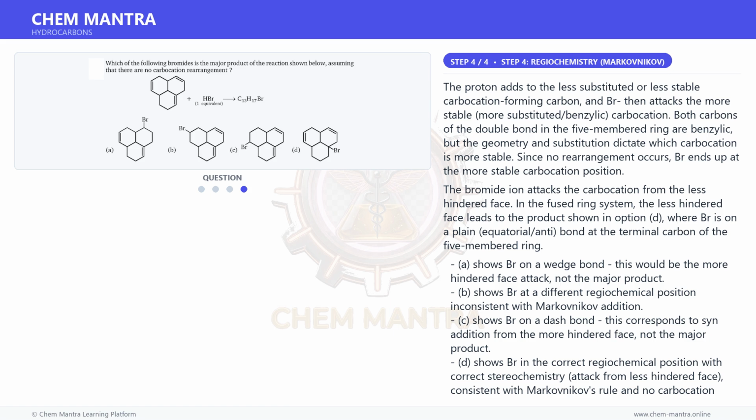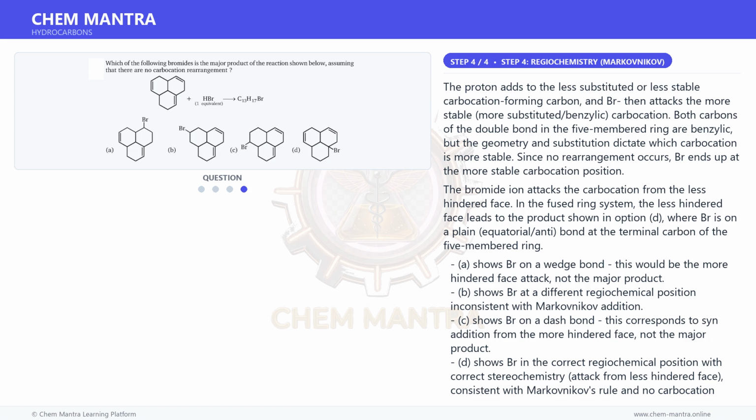on a plane, equatorial anti-bond at the terminal carbon of the 5-membered ring. A shows Br on a wedge bond. This would be the more hindered face attack, not the major product. B shows Br at a different regiochemical position inconsistent with Markovnikov addition. C shows Br on a dash bond. This corresponds to syn addition from the more hindered face, not the major product.